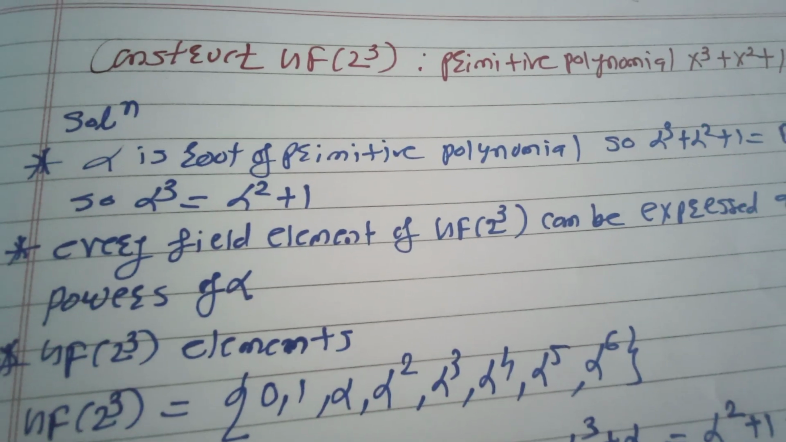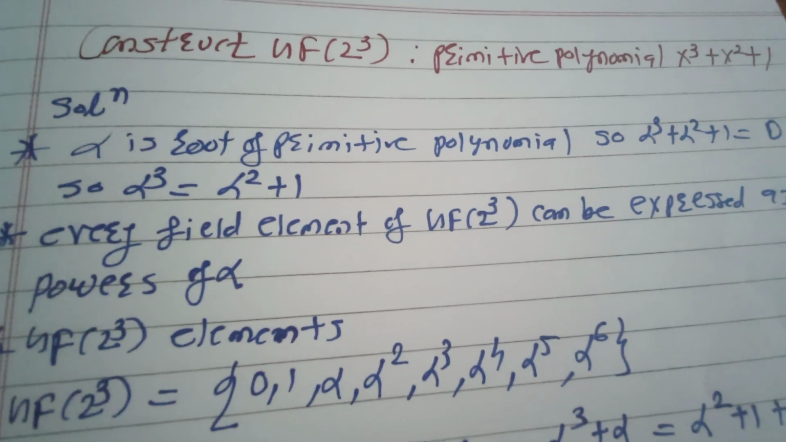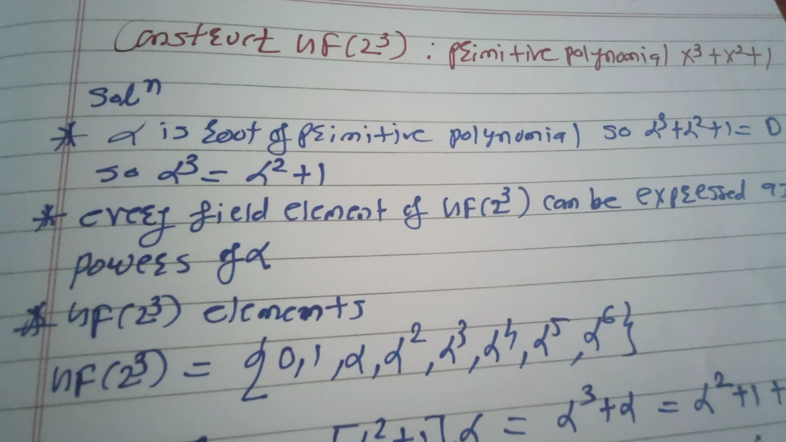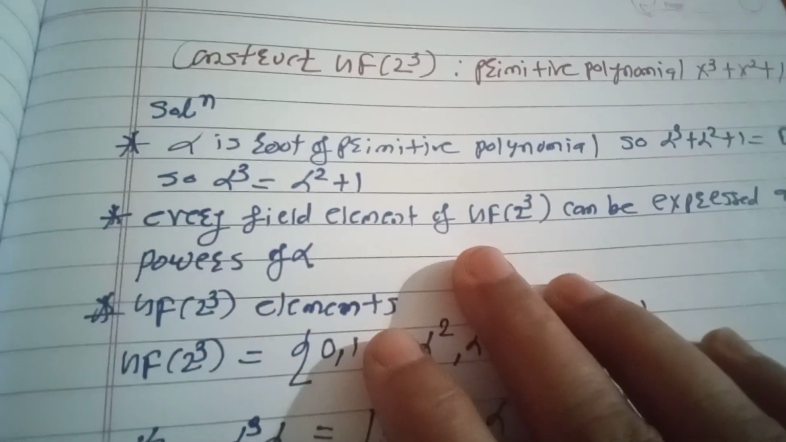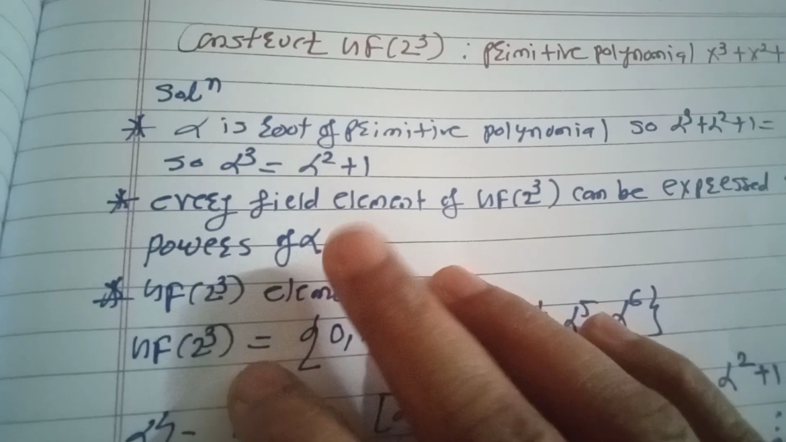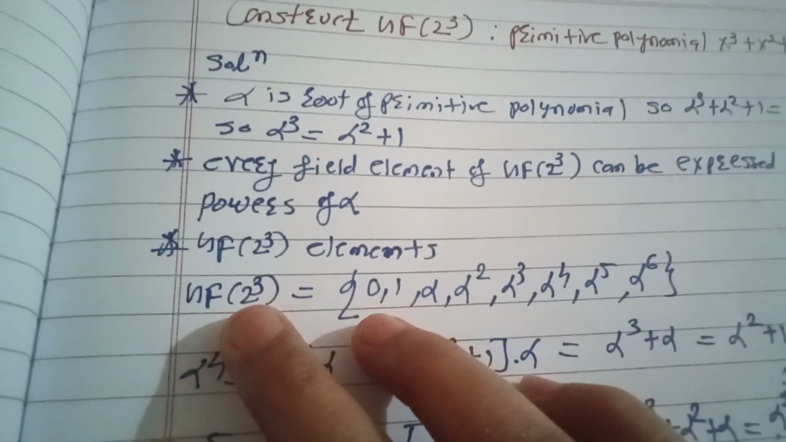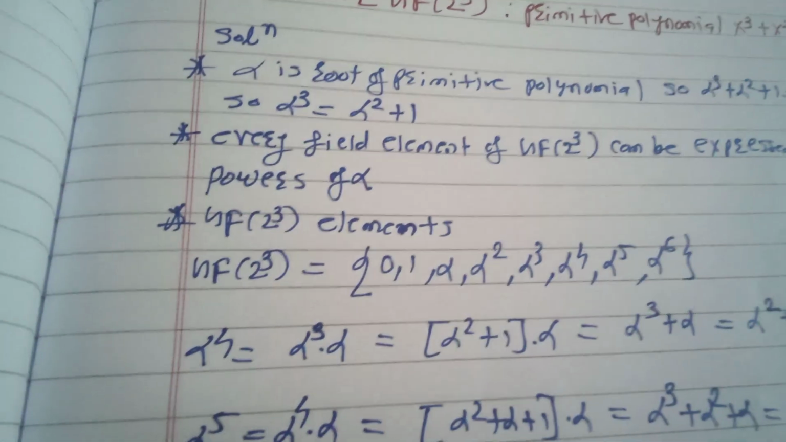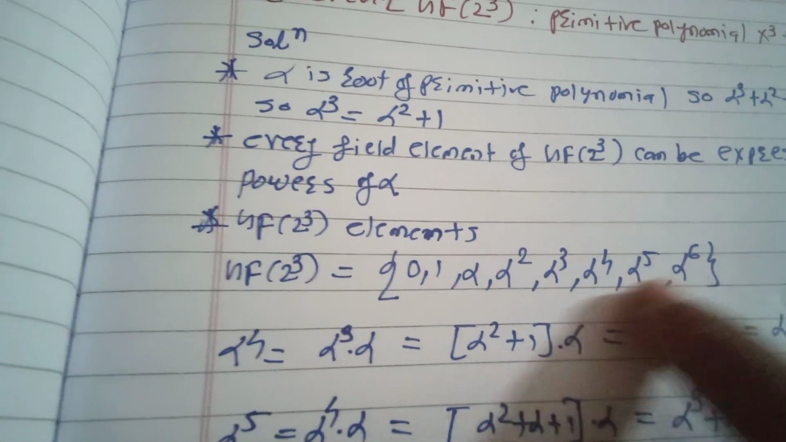In this video, we'll see the construction of Galois field 2 raised to 3 with a primitive polynomial x cube plus x square plus 1. So, the important points are: alpha is the root of this primitive polynomial, and every field element of Galois field 2 raised to 3 can be expressed as powers of alpha. Alpha is a primitive element. So, the elements of Galois field 2 raised to 3 will be 0, 1, alpha, alpha square, alpha cube, alpha raised to 4, 5, and 6. If you count them, it will be 8.